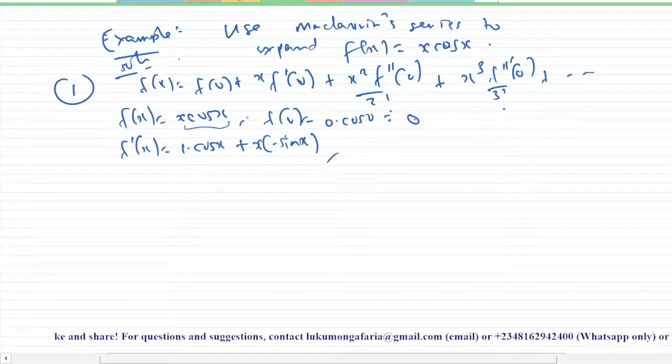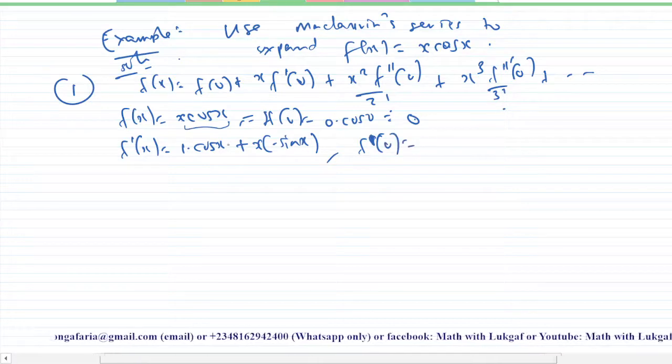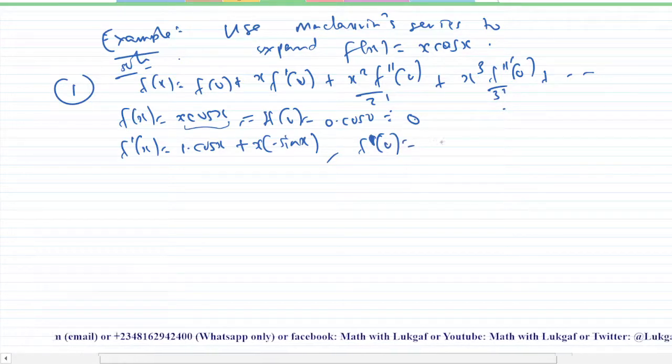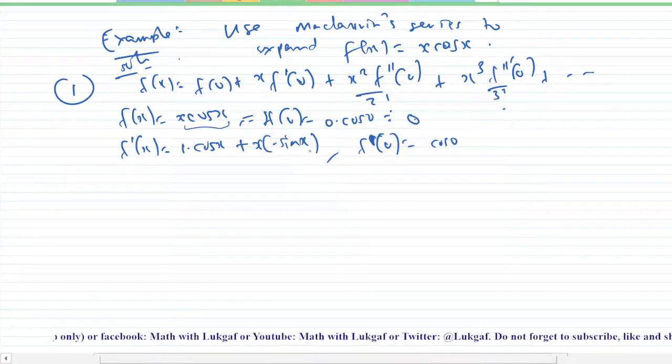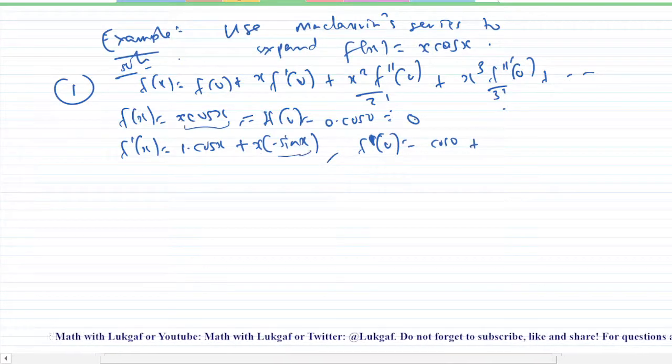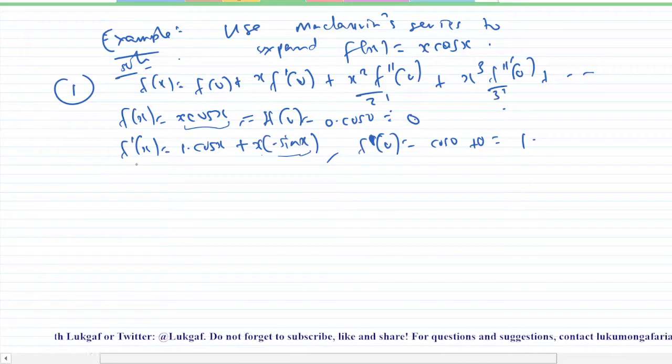Okay, now then you can find your f prime of 0. Whenever you see x, you put 0. That's going to be cos 0 plus 0. Irrespective of this value, the moment you multiply by 0, it will give you 0, then you have 1, because cos 0 is 1.